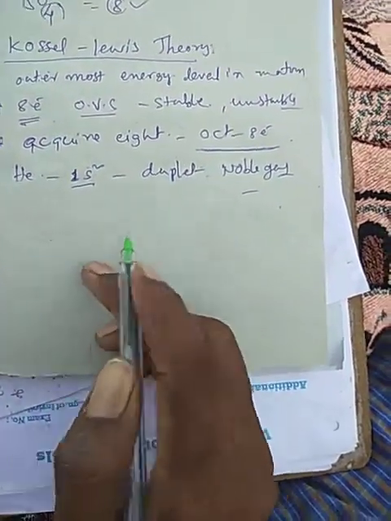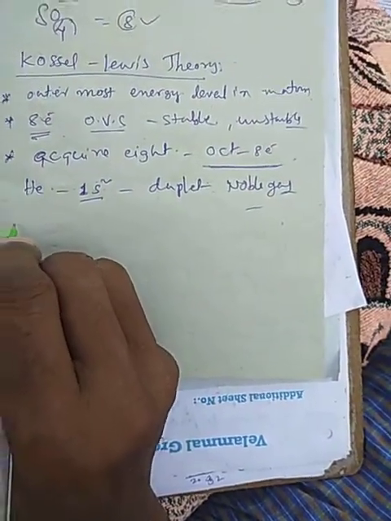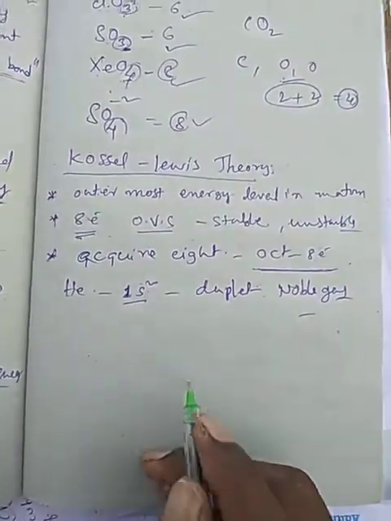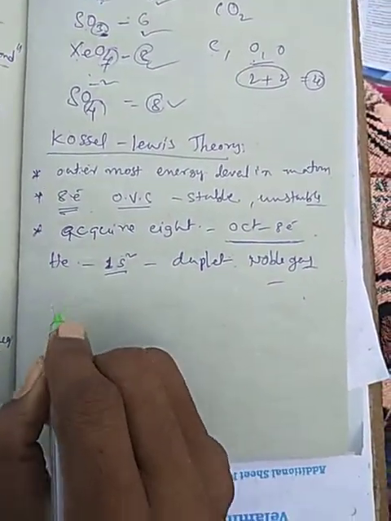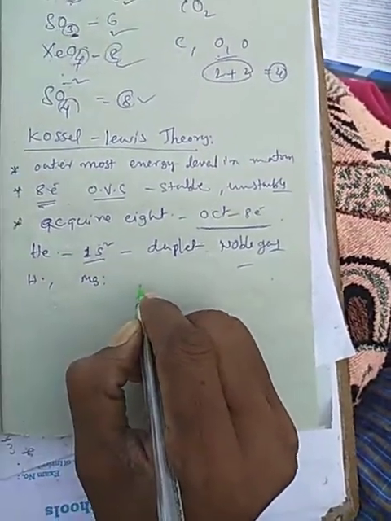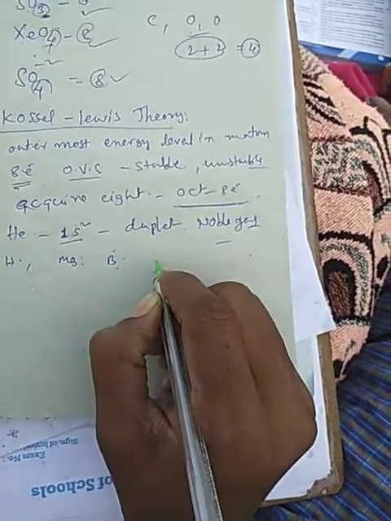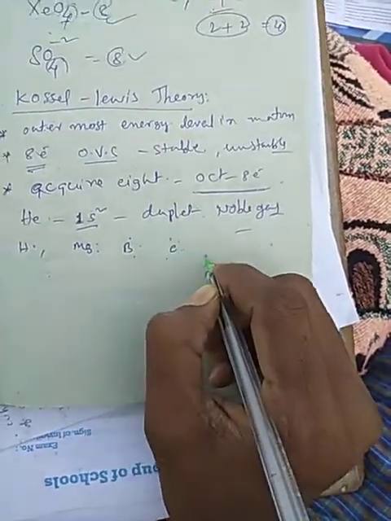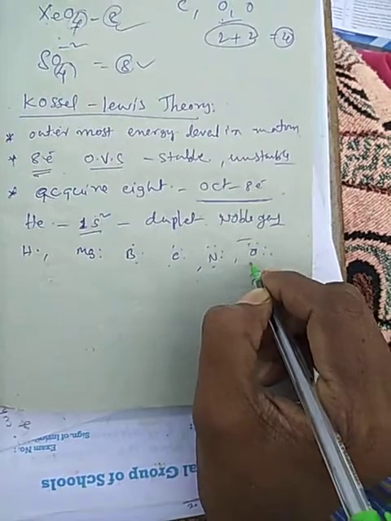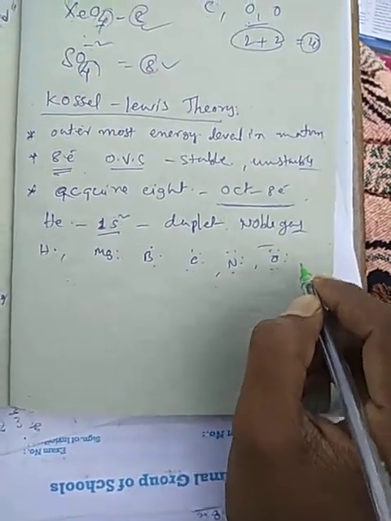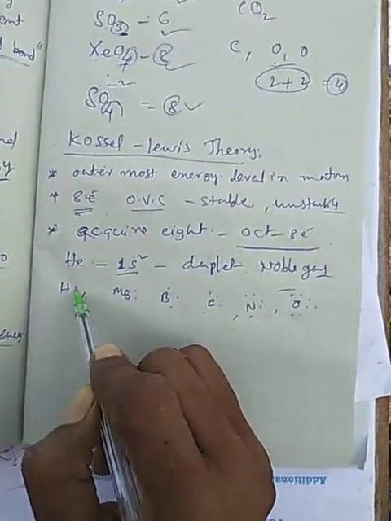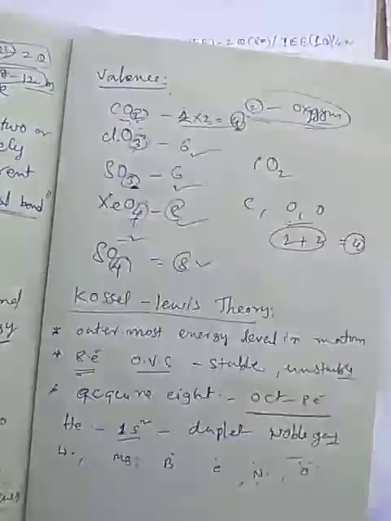Now based on this, Coastal-Lewis gave the types of bonds, based on the valency electrons. For example, hydrogen has 1 electron, magnesium has 2 valency electrons, boron has 3, carbon has 4, nitrogen has 5, and oxygen has 6 valency electrons. Based on these electrons, he gave the dot symbol for valence electrons.